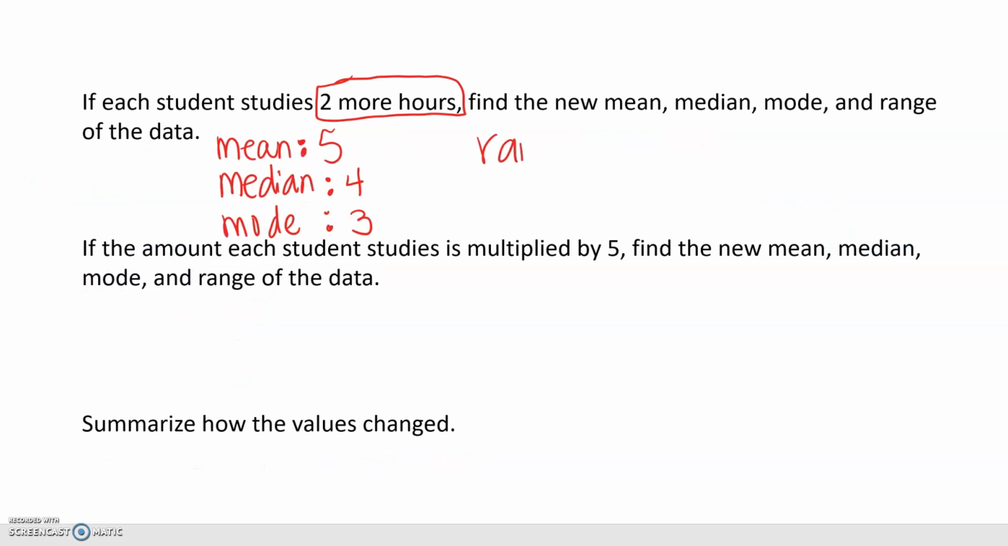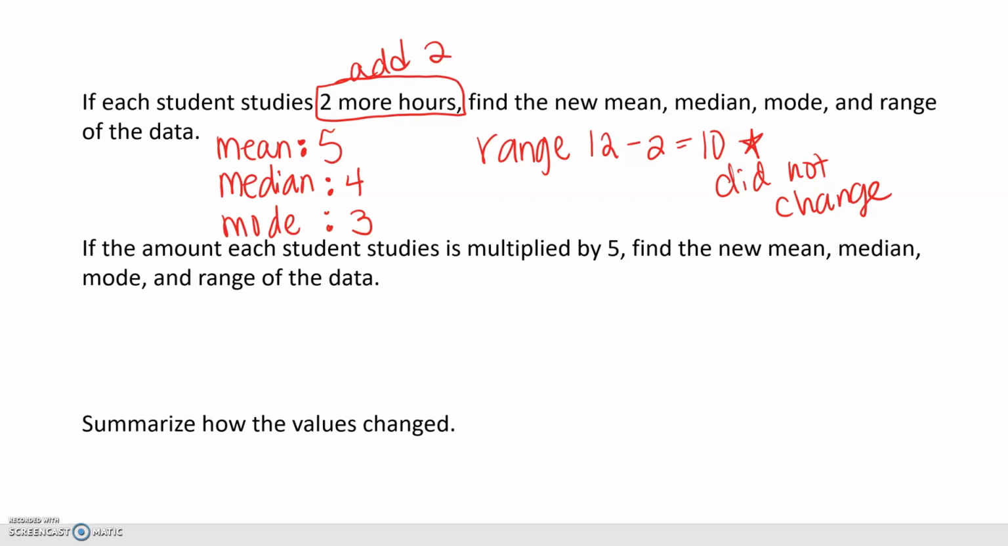Okay, our range, think about it. Now our biggest number is 12. Our smallest number is 2. So our range is 10, which is the exact same as what we had before. So this one did not change. So mean, median, and mode, we can just add 2 to each of those. Our range did not change. Now we're going to answer the next question.